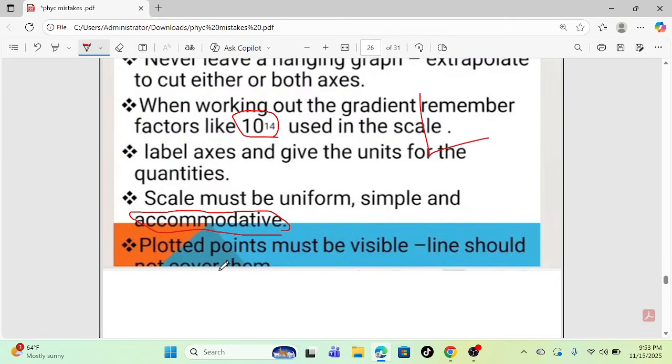When we are talking about plotting points, we have only 2 plotting points in physics. Number 1 is this, the cross.